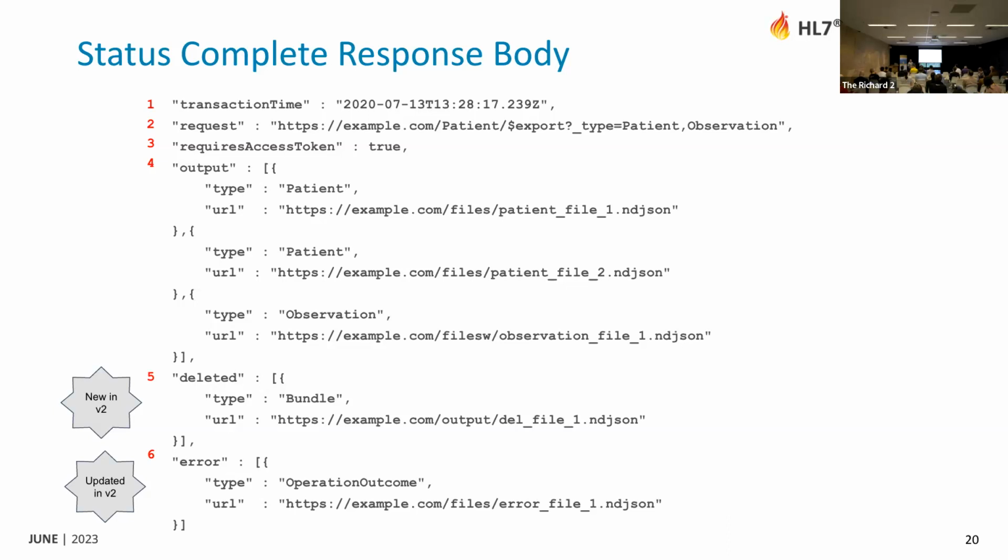This number 5 there is the deleted key. We added that in version 2. If you're doing a request post a transaction time, the server has the ability to communicate resources that were deleted in the server prior to that time. So if you're doing serial requests where you might get all your data updated after a particular date, the server can say, hey, I know that after this date, I deleted this patient who was there before the date, and communicate that to the client.